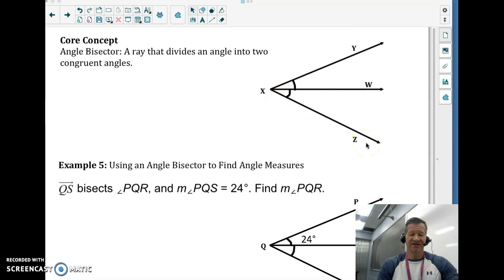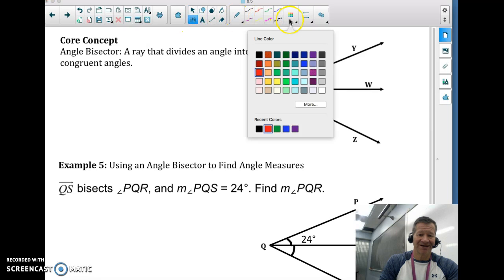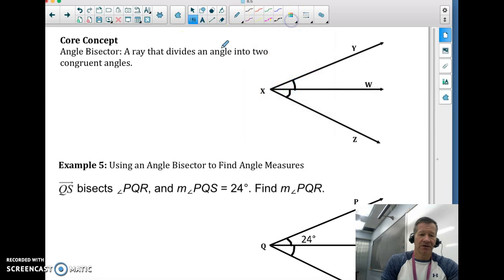So by bisecting this angle, bisect, okay, means to cut in half, okay? So by cutting in half, the thing that you need to make sure you understand is when they tell you a ray is bisecting an angle, that the angle on each side is congruent. So YXW is congruent to, in this case, angle ZXW.